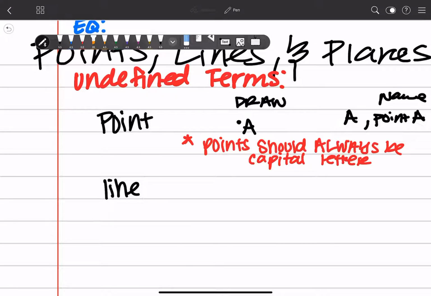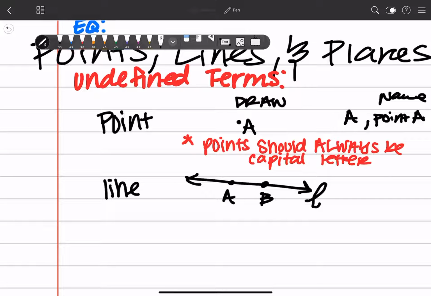Oops. And we're just going to write line. And I'm going to draw it out. Okay. And a line has to consist of at least 2 points. Now I've got point A and point B. And sometimes lines will also have a cursive letter, either an L or Q, M, N, whatever letter they've given, in cursive or italics. That's also the name of the line.